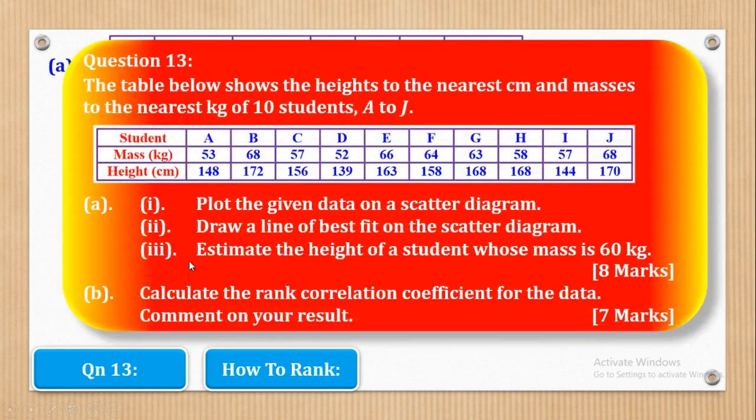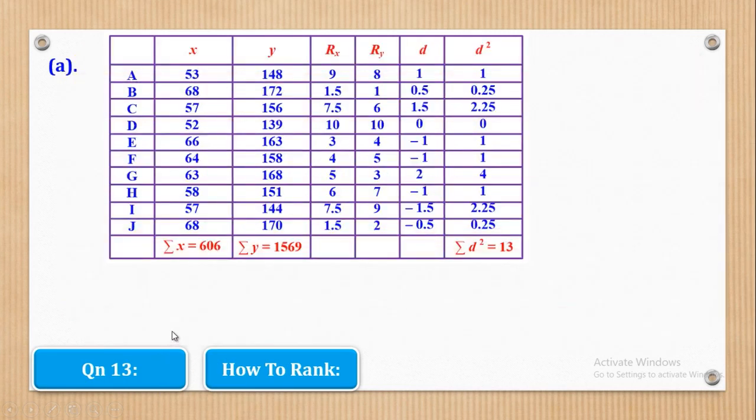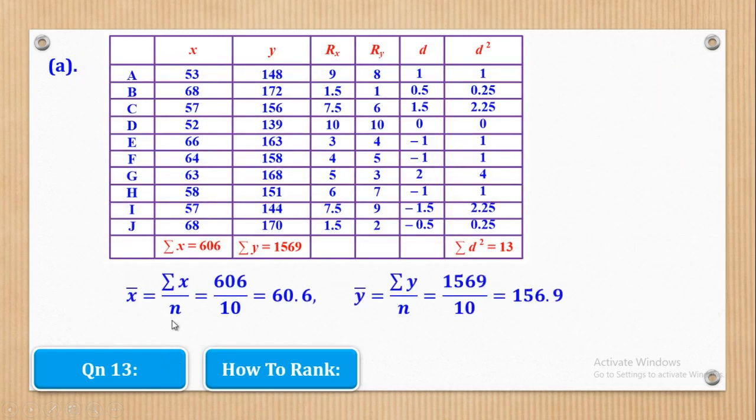So now after drawing that, we shall come and say part A, Roman 1. What does it say? Plot the given data on a scatter diagram. Now for you to draw a given data on a scatter diagram, you have to know something. You have to know the mean point, because in Roman 2 they want you to draw the line of best fit, and we know that line of best fit must pass through a mean point. So what we are going to do, we are going to first calculate our mean point.